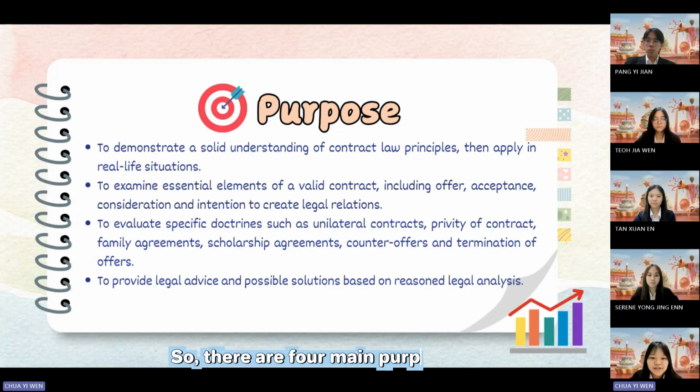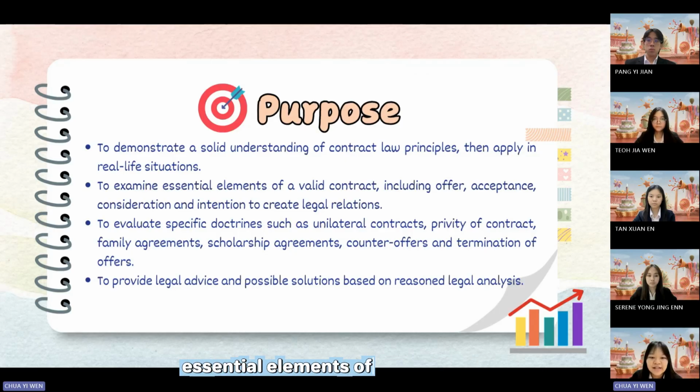So there are four main purposes for our presentation. First, we aim to demonstrate a solid understanding of contract law principles and apply them to real-life situations. Second, we will examine the essential elements of a valid contract, including offer, acceptance, consideration, and the intention to create legal relations. Third, we will evaluate specific doctrines such as unilateral contracts, priority of contract, family agreements, scholarship agreements, counter-offers, and the terminations of offers. Finally, based on our analysis, we will provide reasoned legal advice and possible solutions for the parties involved. Now I will pass it to Jawan to begin with the first issue.